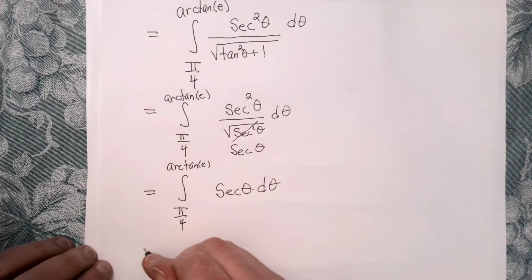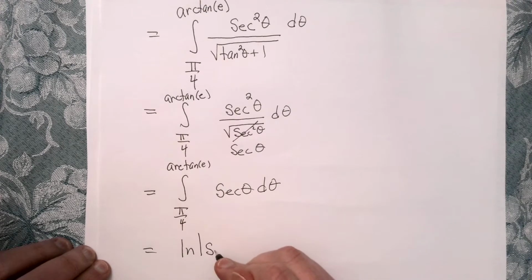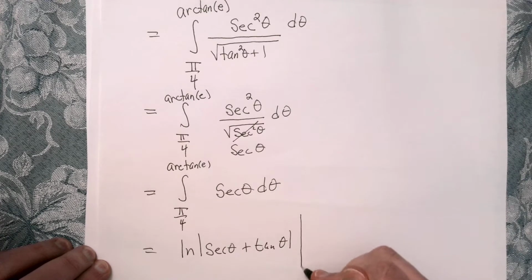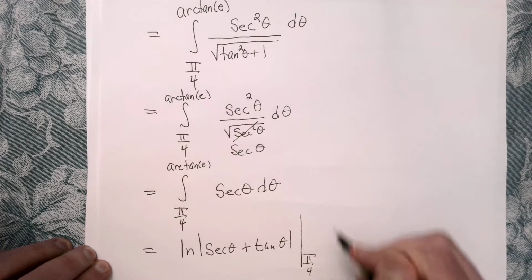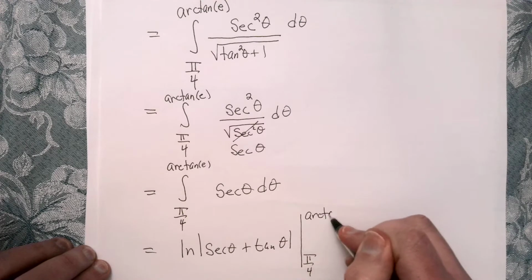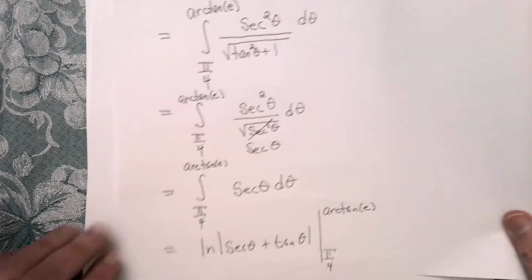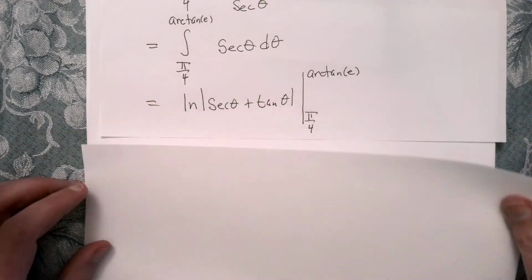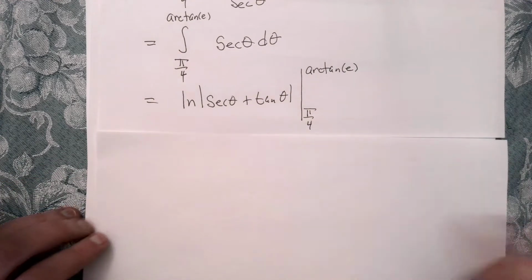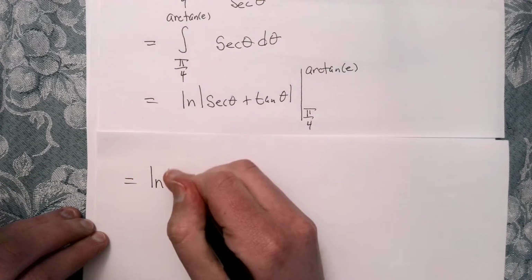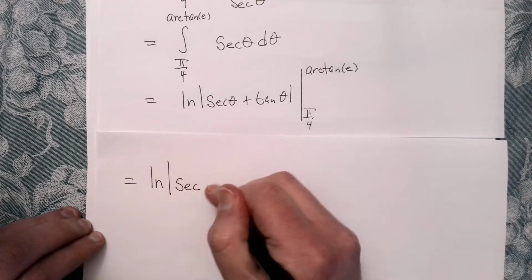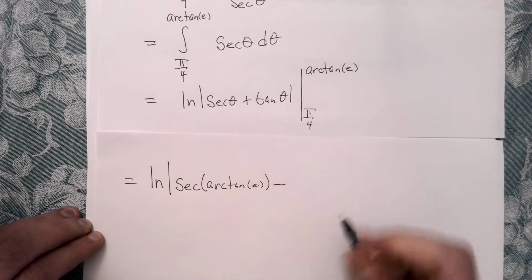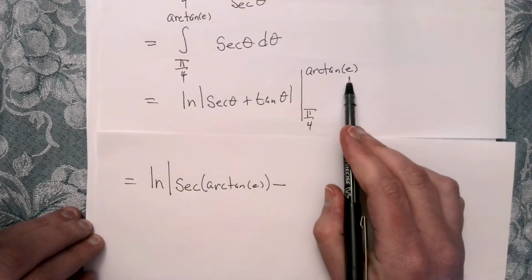And so we have the following. So we have the natural log of the absolute value of secant of theta plus tangent of theta, from pi over 4 to the arctan of e. And so we'll just continue through with the fundamental theorem of calculus. So we've got the natural log of the secant of the arctan of e, we'll take care of that in a moment, minus, well, the tangent of the arctangent of e.